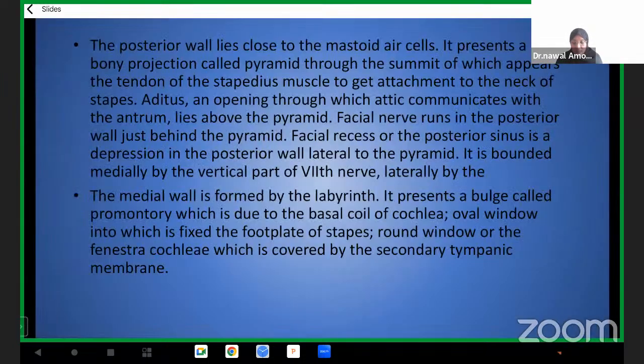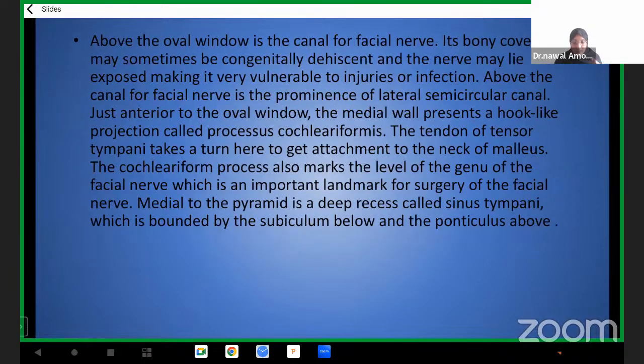Okay. The medial wall is formed by the labyrinth, and it presents with a bulge known as the promontory. The promontory is due to the basal coil of the cochlea. So actually the cochlea is placed in the medial wall, and that's why it forms a promontory. It forms an impression. Then you have an oval window and a round window. All right. These two you have to remember.